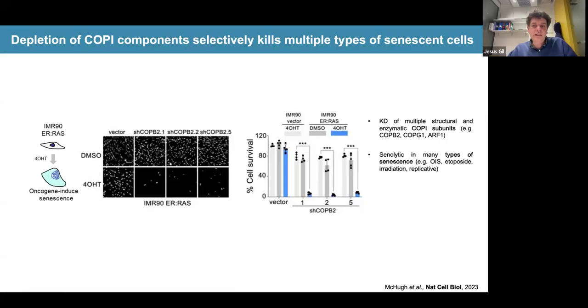So inducing senescence with many types of senescence, not just oncogene-induced senescence, but also therapy-induced senescence, irradiation, replicative senescence, in many cell types, not just primary fibroblasts, but also cancer cells and epithelial cells. And overall, this suggests that this is a broad, very common vulnerability of senescent cells.